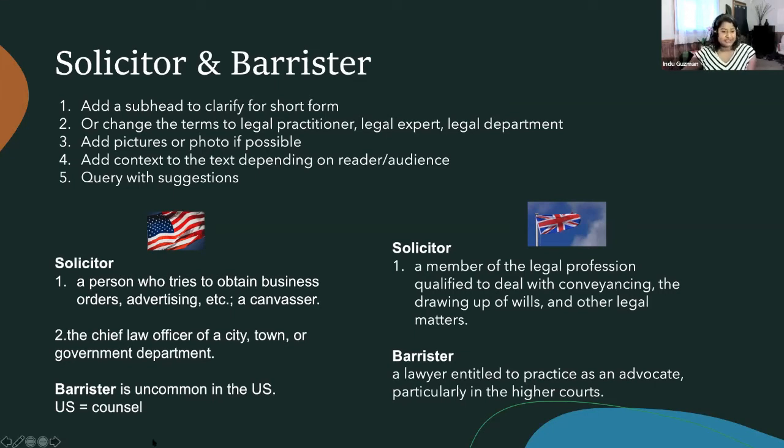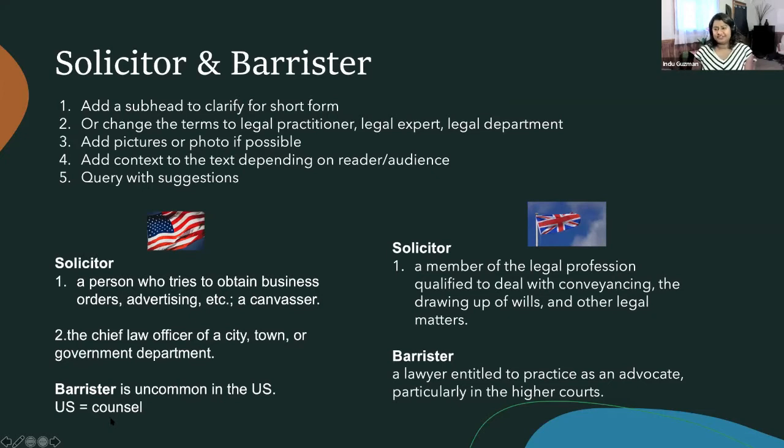But it is also used to talk about a chief law officer of a city, town, or in the government, only in the government department. Barrister is completely uncommon in the US. Most people think it's old-fashioned, but they don't know what it is. But the term over there is used counsel.